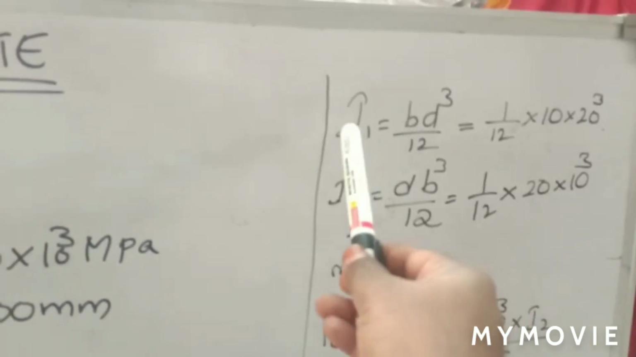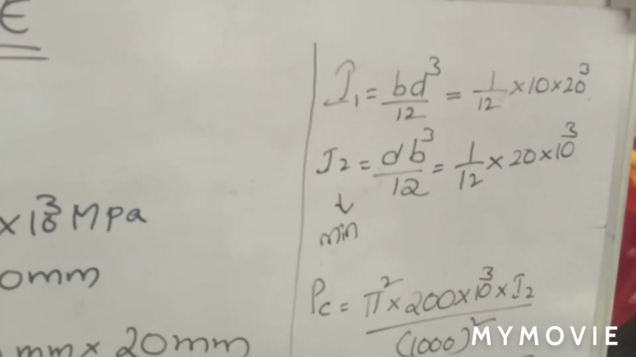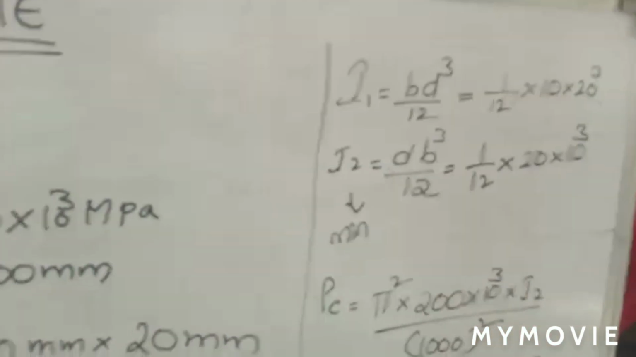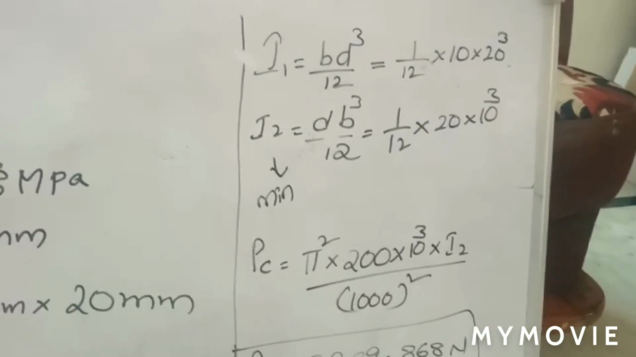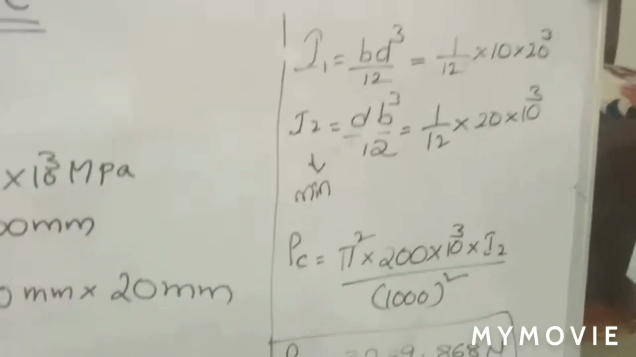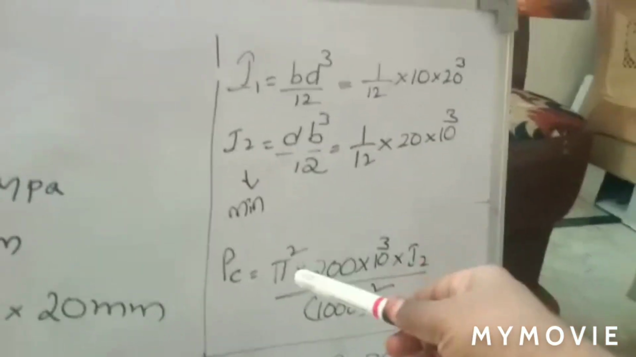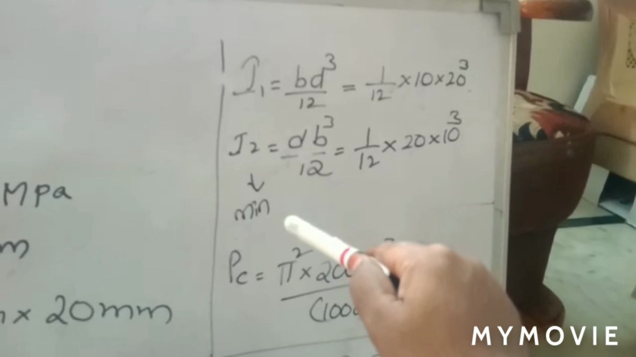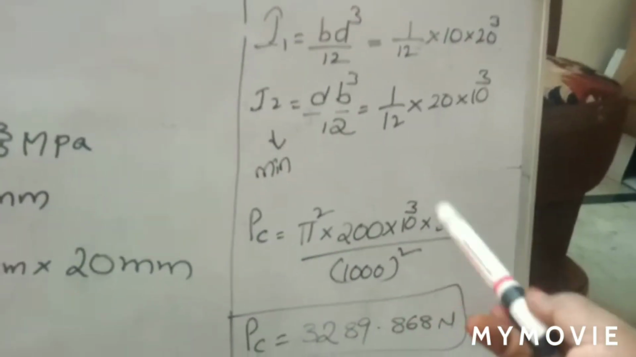By calculating the I1 value and the I2 value, we get the minimum from those two values. Both values are to be calculated, and between them you find which one is minimum. In this case the I2 value is the minimum. So note down the I2 value as the minimum case and substitute it in the given relation.